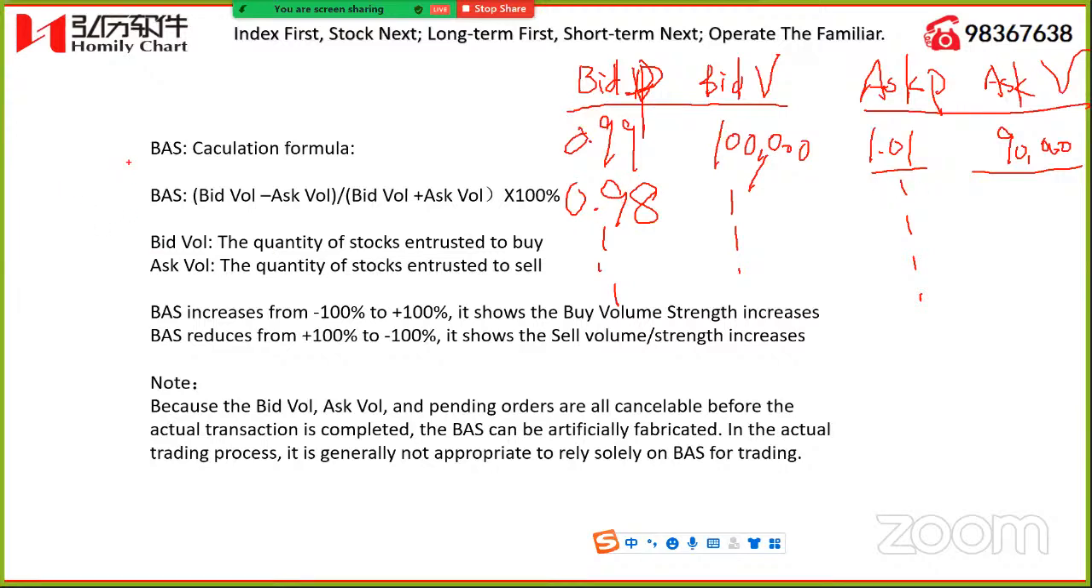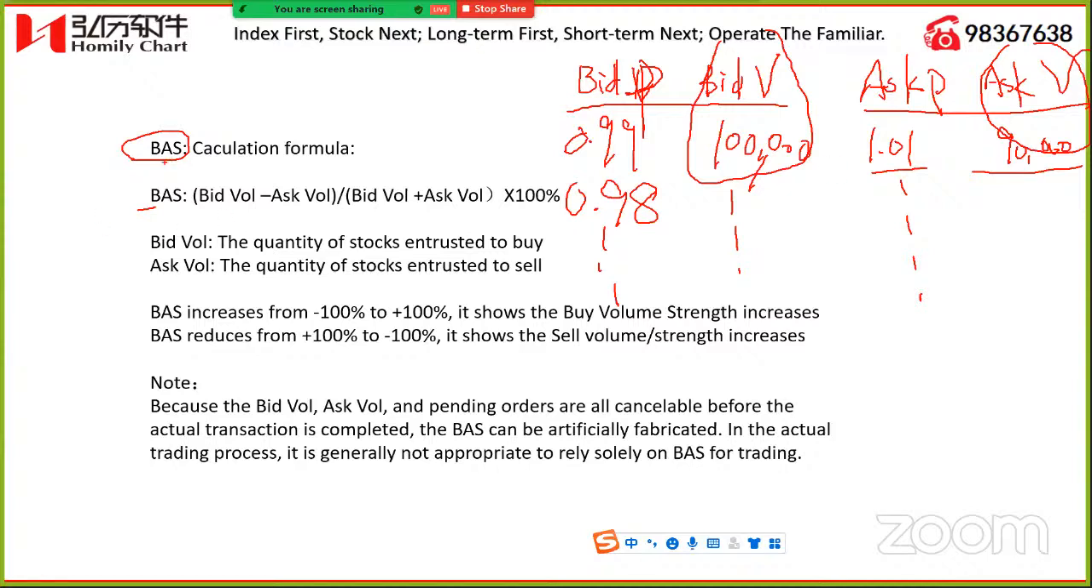Okay, so these are buyers. Here are the bid volumes. Here are the asking volumes. They are not transacted yet. Okay, pay attention, they are not transacted yet. So they are waiting to be filled.